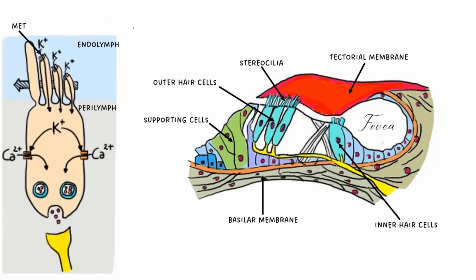When these cation channels open in the hair cells, potassium ions flow into the cells, causing depolarization. This depolarization leads to the opening of voltage-gated calcium channels. The influx of calcium triggers the release of neurotransmitters from the hair cells onto the auditory nerve fibers. This activity generates an action potential that propagates along the cochlear nerve and through the auditory pathways, ultimately reaching the cochlear nuclei in the brainstem.